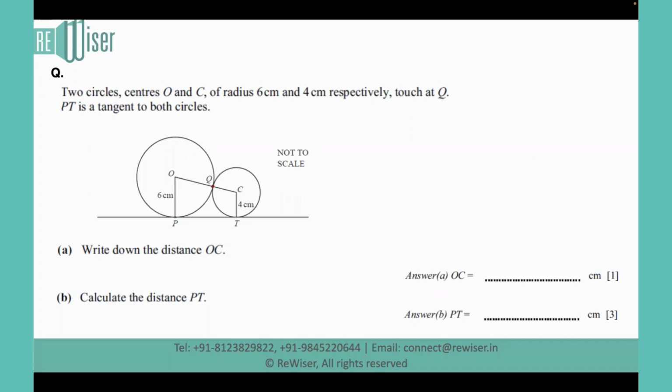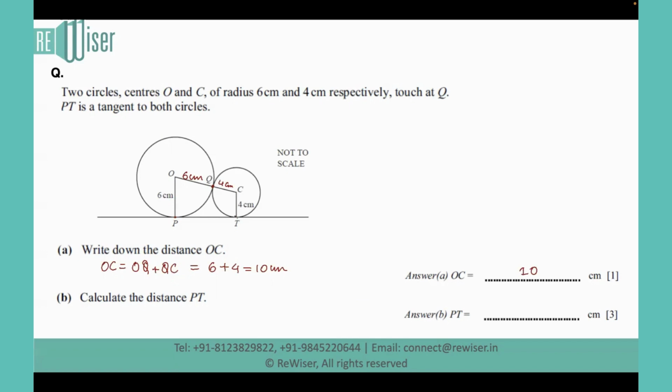We can see that circle A is touching the line at P and circle B is touching the line at T. The first question says write down the distance OC. We can see that OC can be written as OQ length plus QC length, as OQ and QC are nothing but the radius of the two circles respectively. So OC is just going to be the sum of the radii, and we get this as 10 centimeter. So the solution for part A is 10 centimeter.